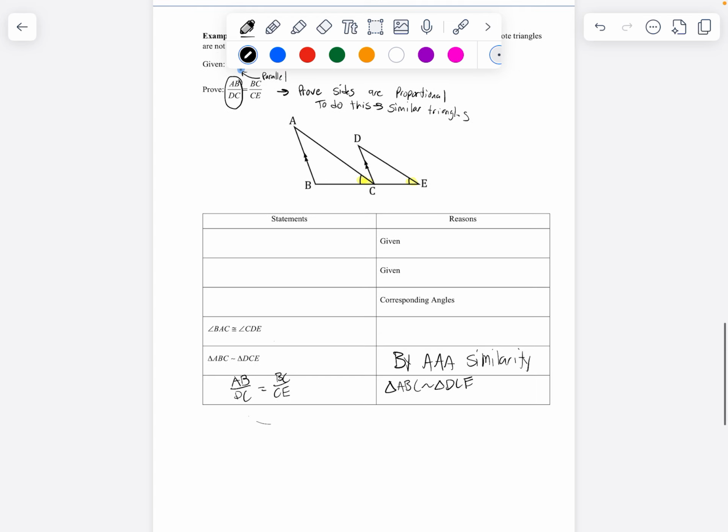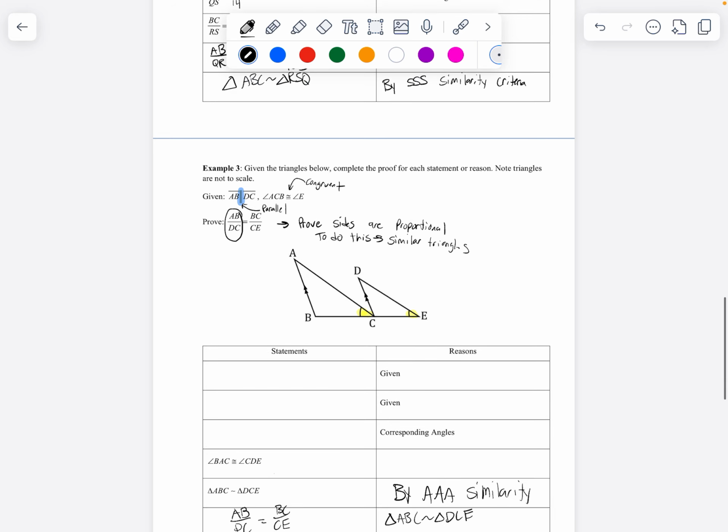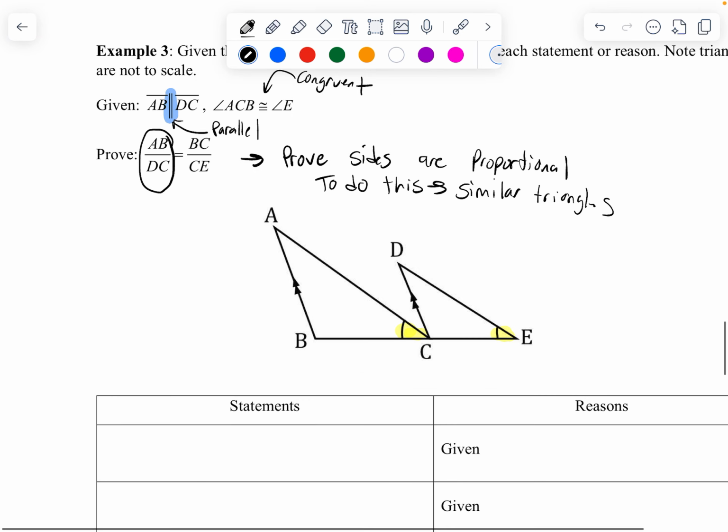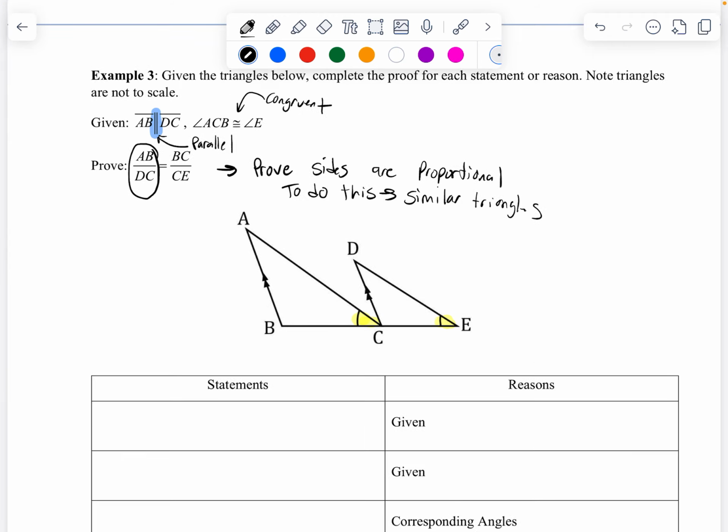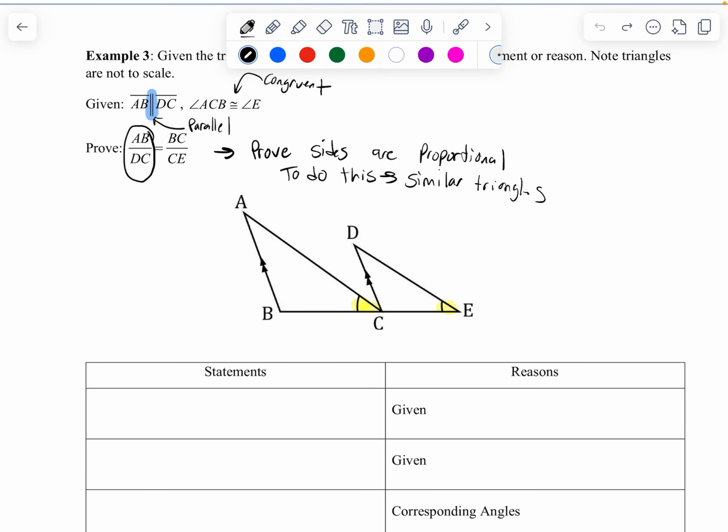All right. So there we go. We already know these last two lines because that's what our plan is. Now we just need to figure out how we know our angles are the same. Okay, so first off, it tells us two things that are given. What was given to us? Well, first off, we know that the segment AB is parallel to segment DC. That was given. We also have an angle, one of our three angles required, ACB, congruent to angle E.